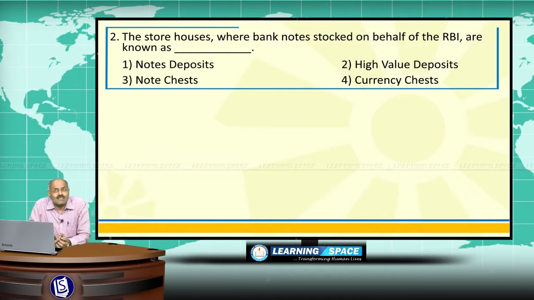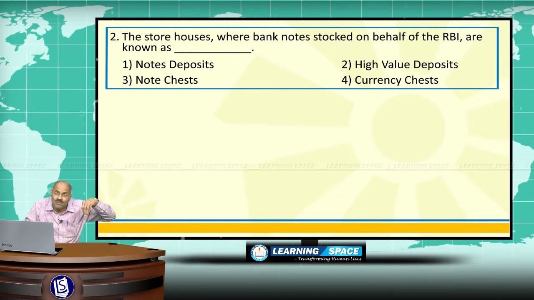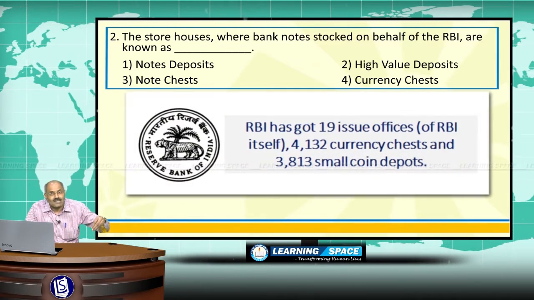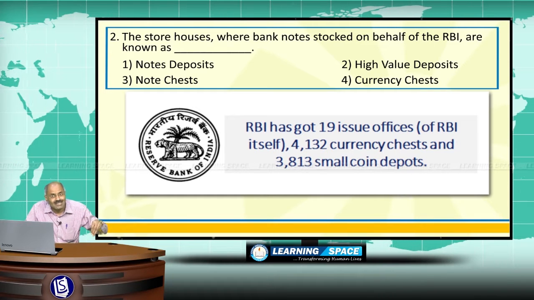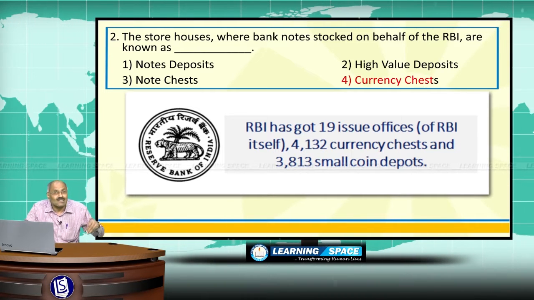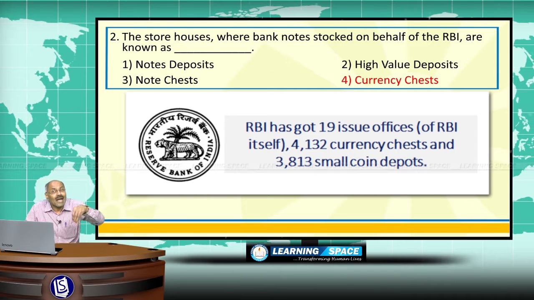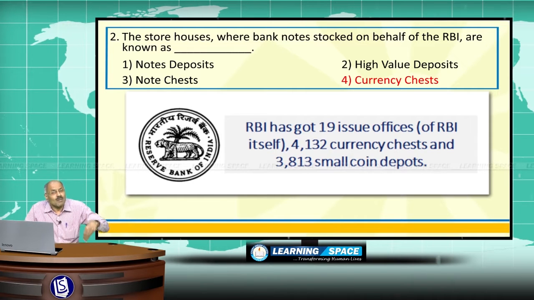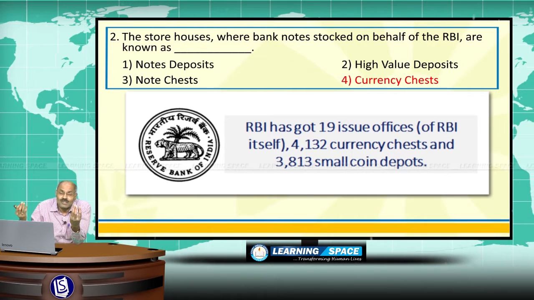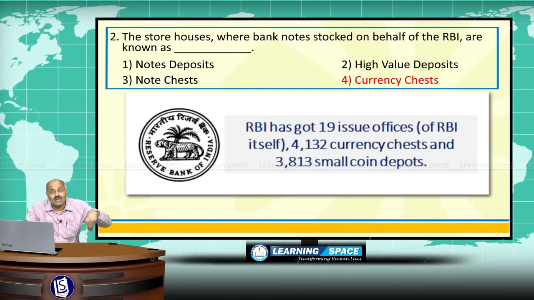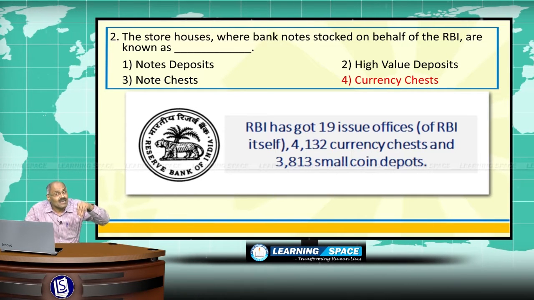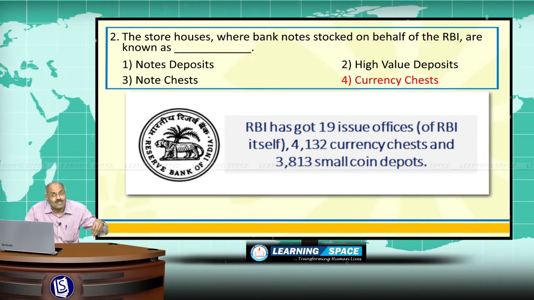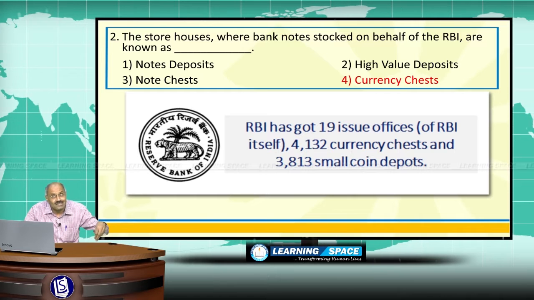The storehouses where banknotes are stocked on behalf of Reserve Bank of India: these currency chests are maintained on behalf of Reserve Bank of India. Some bank will maintain it on behalf of Reserve Bank of India. At present, RBI has got 19 issue offices maintained by RBI itself. They are mostly situated in the capital cities of various states.